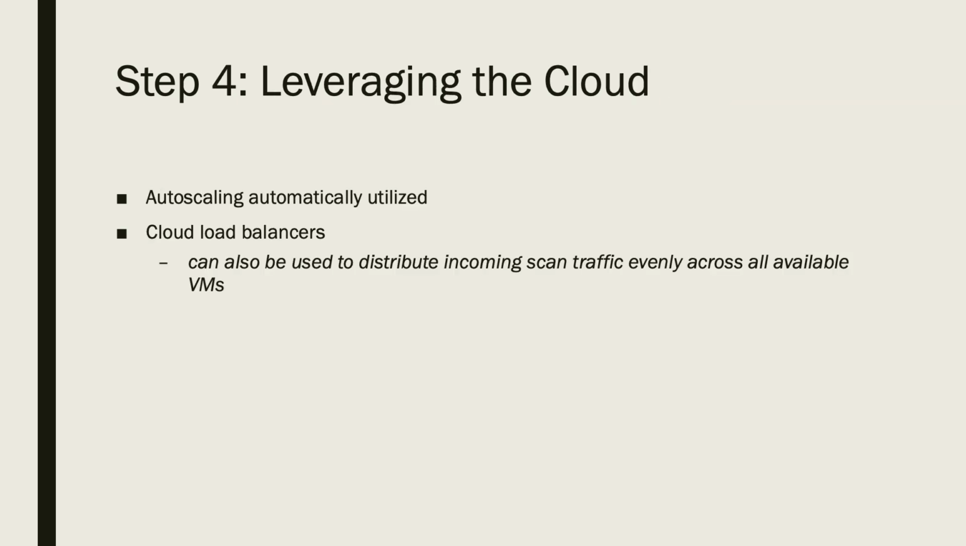So step 4, leverage the cloud. So you have to make sure that auto scaling is utilized. That's the whole point of using the cloud, is that you can spin up resources and spin down resources as needed. Different scans take on different workloads, and so ensuring that ability is there is going to be extremely beneficial. And then you can also deploy some cloud load balancers, which can also be used to distribute incoming scan traffic evenly across all available VMs.